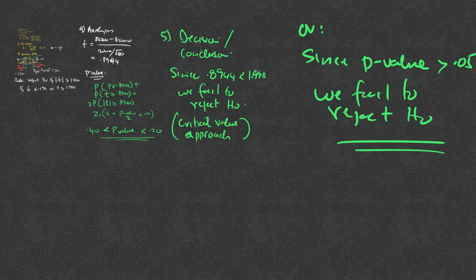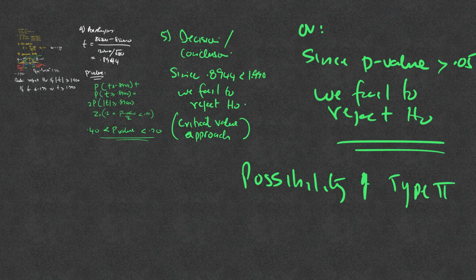And then there is a possibility of type 2 error: failing to reject the null hypothesis when it is false. So type 1 is when we reject the null hypothesis. Type 2 is when we don't reject it. Right?